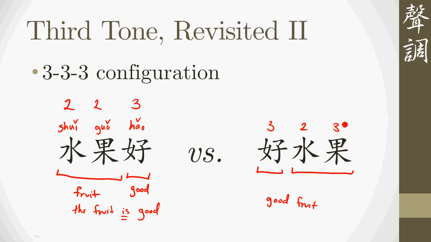And we do not want to say 好水果 with the wrong grouping, because that makes it sound like 好水 is a word, which it's not. You are really saying 好 as an adjective to describe the noun, which is a two-character word. So that's why we say 好水果 instead of 水果好. It's a subtle nuance, but something of interest. How you tackle the 3-3-3 configuration depends on how the words are structured. The fruit is good, 水果好, good fruit, 好水果.